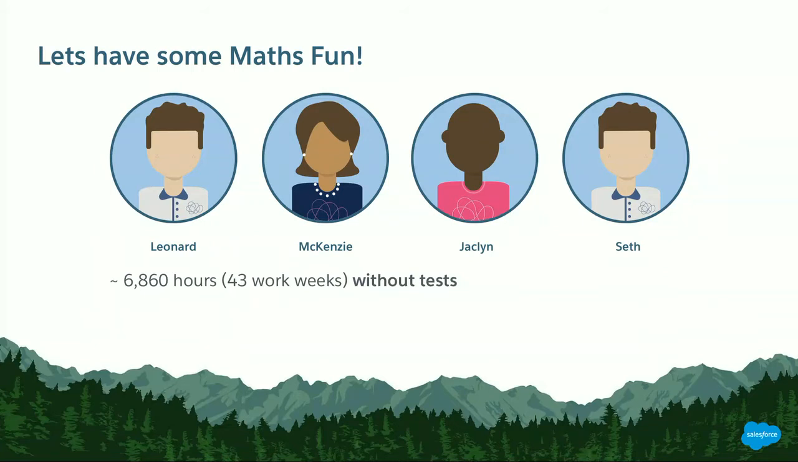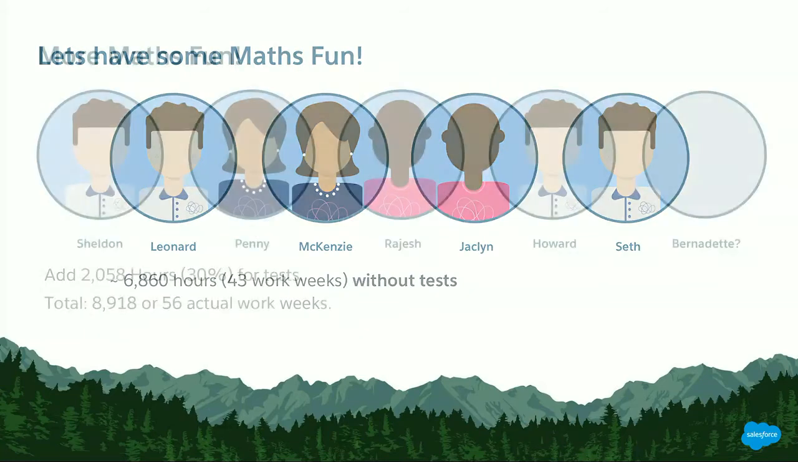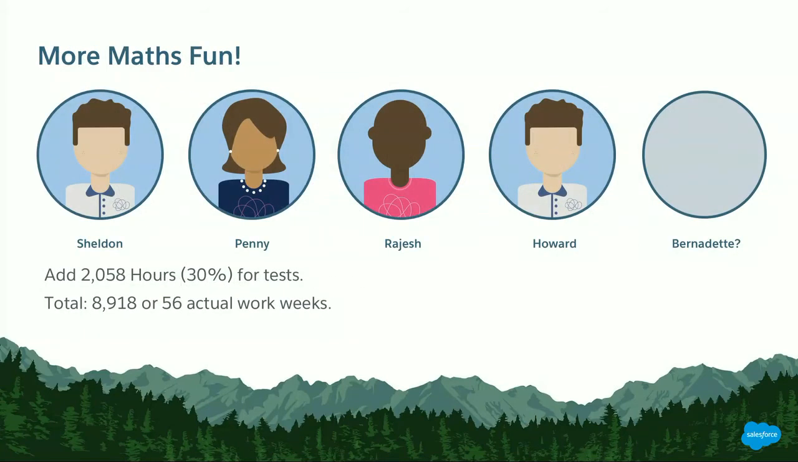Project going to be a year long, no tests, 6,860 hours, 43 work weeks. Now, if we switch over and we start doing the unit testing, we've got to add 30% more, right? 30% more, we're going to add 2,058 hours, and that's basically another head count. That's basically another person. So yeah, it's true. It takes longer. It takes more work to do unit testing.